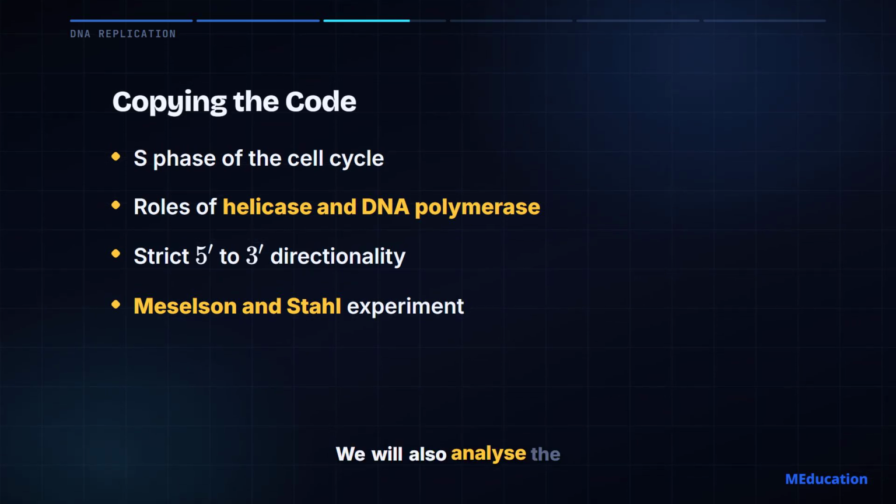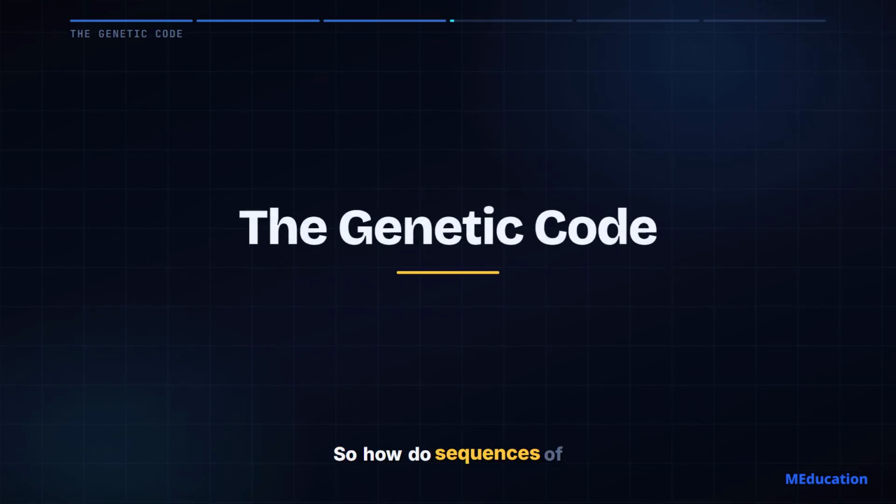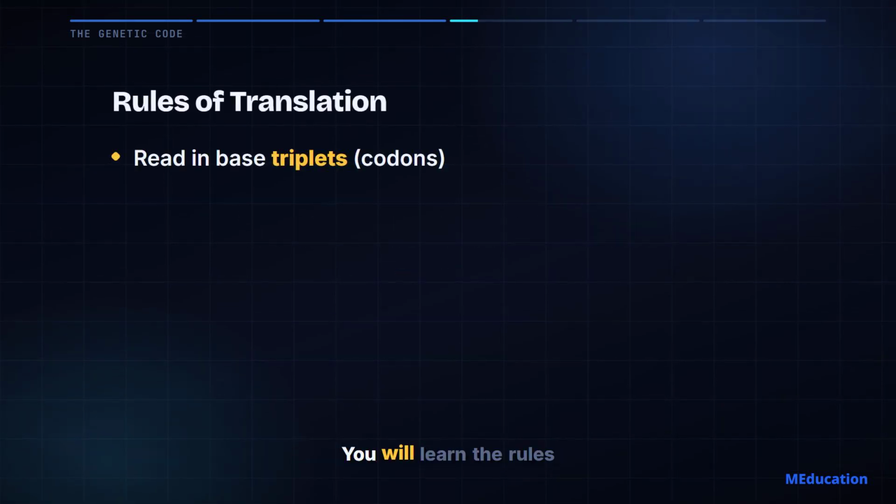We will also analyze the classic Meselson and Stahl centrifuge experiment using heavy nitrogen isotopes, which provided the definitive proof that replication is semi-conservative. So, how do sequences of just 4 nucleotide bases translate into sequences of 20 different amino acids? You will learn the rules of the genetic code.